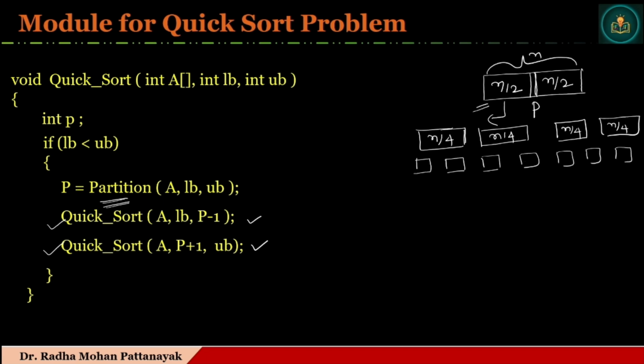What is the main case here? Since every time it is dividing the whole structure into two parts, we require the minimum number of levels to stop the partition procedure. That's why we can consider this case as the best case of the quicksort method.